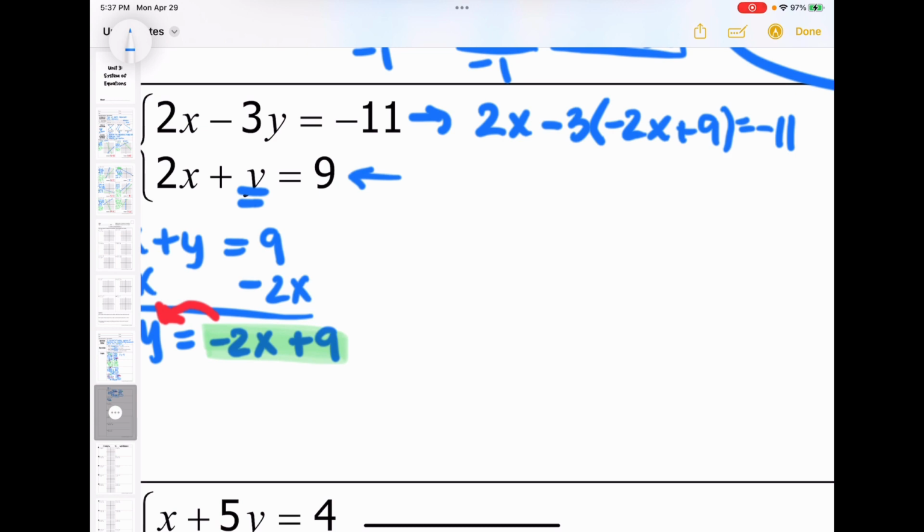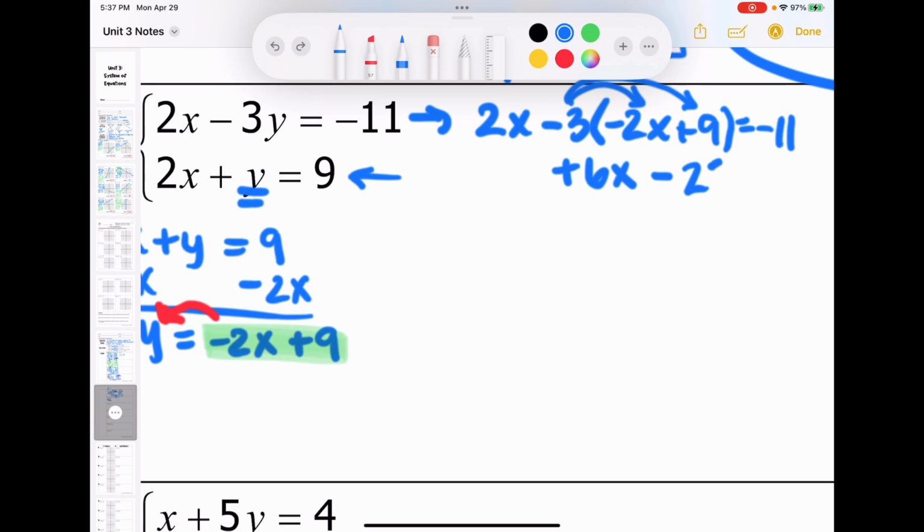I want to check and make sure I only have one variable, which I do. My only variable is x. So the next thing to do is get rid of the parentheses. So I'm going to take this negative 3 and distribute it to both things in the parentheses. So negative 3 times negative 2x is positive 6x. Negative 3 times 9 is negative 27. Oops, not 29. Then I bring down the 11, and I bring down the 2x.